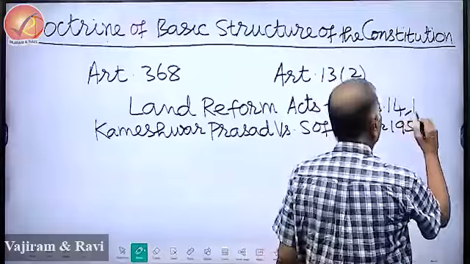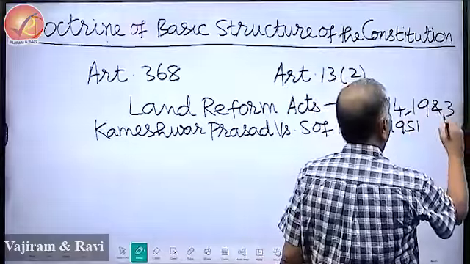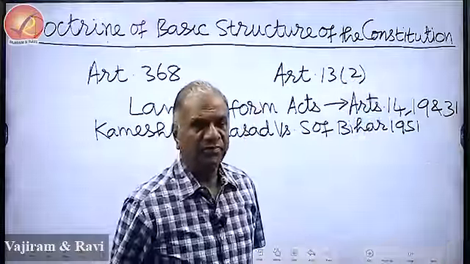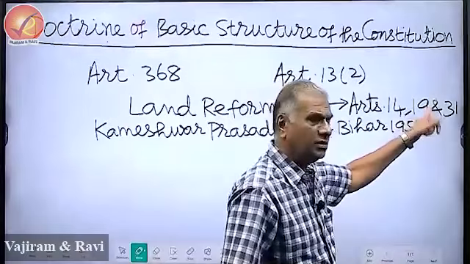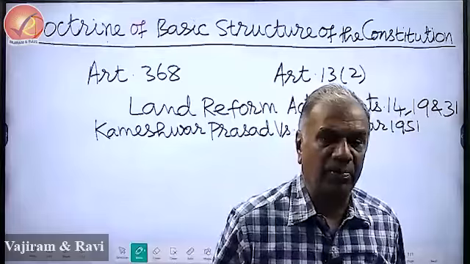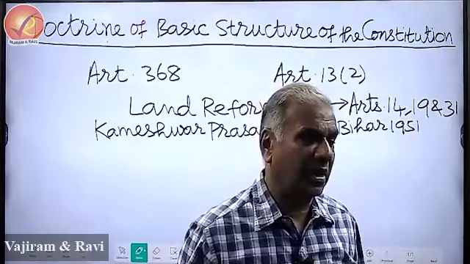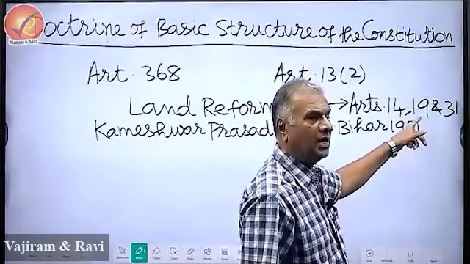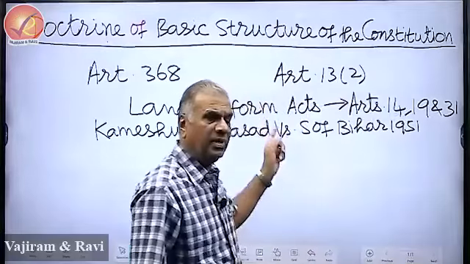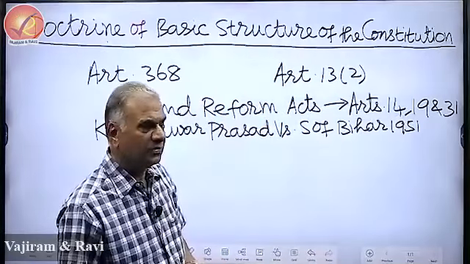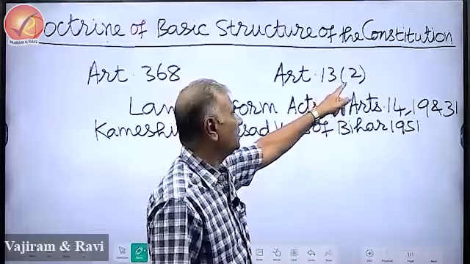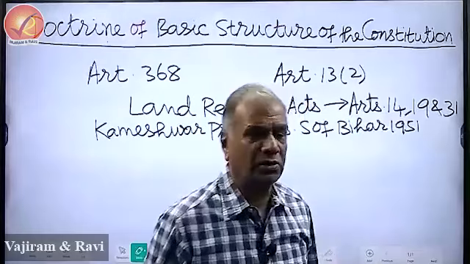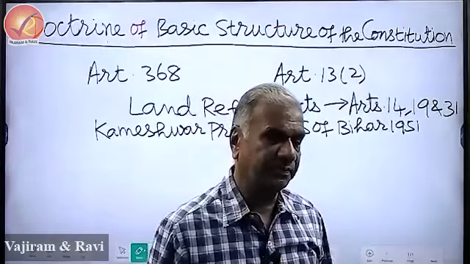It was also argued that the Land Reform Acts violated Articles 19 and 31 also, because 19 and 31 during those days conferred the right to property as a fundamental right. So the right to property and the right to equality were violated by the Land Reform Acts, and because of this, as per Article 13 Clause 2, the Land Reform Acts were argued to be unconstitutional and void.